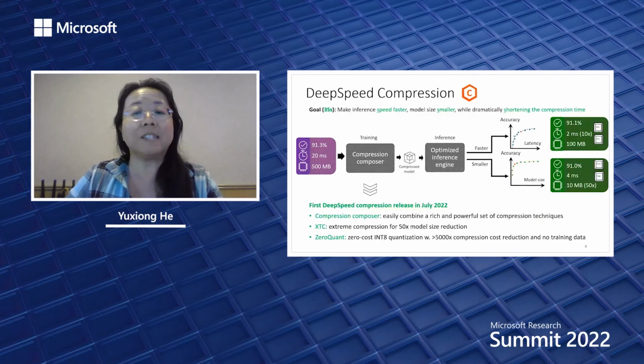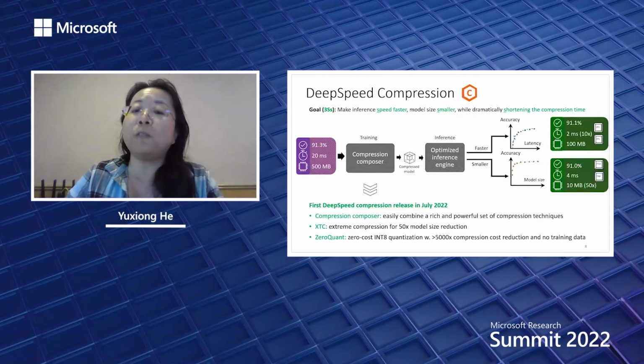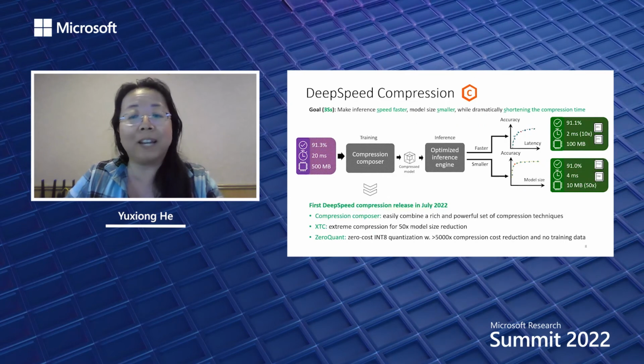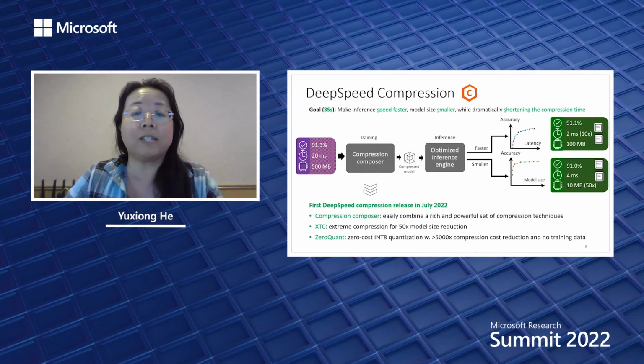For example, XTC offers extreme compression to reduce the model size by more than 50 times through a combination of lightweight layer reduction and binarization techniques. Another cool feature is ZeroQuant. It offers int8 quantization with close to zero compression cost and without requiring any training data. We hope that DeepSpeed compression will help close the gap between what's possible in AI and what's deployable in your user applications.